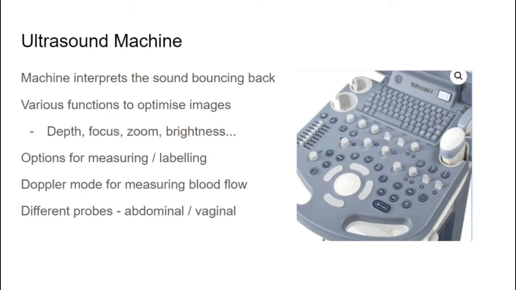There's a Doppler mode, and this measures essentially blood flow, and it'll represent it as a colour. So red and blue, depending on whether it's going to or away from the probe. And then also the brightness. So if it comes up bright green, that's a really high flow area. There's different probes that you can use. So we've got abdominal probes and vaginal probes, and we'll look at those differences in the images in a while.